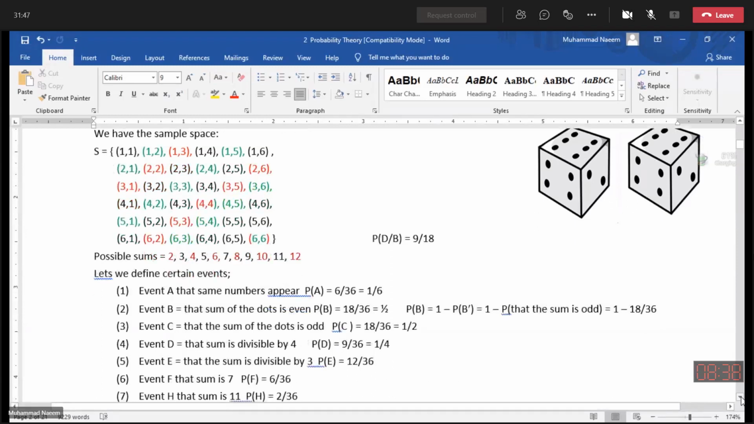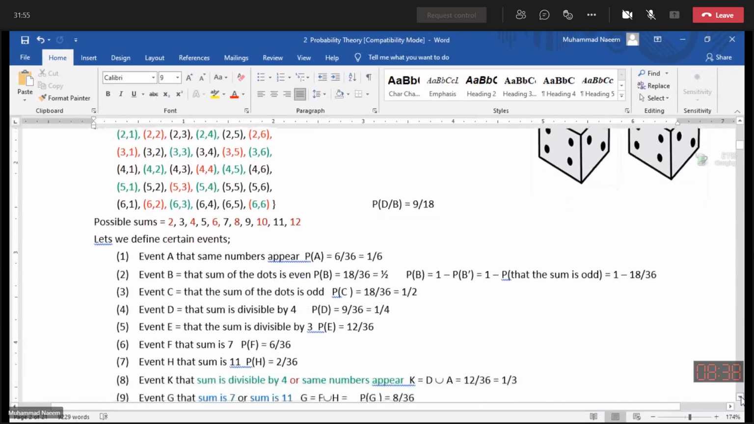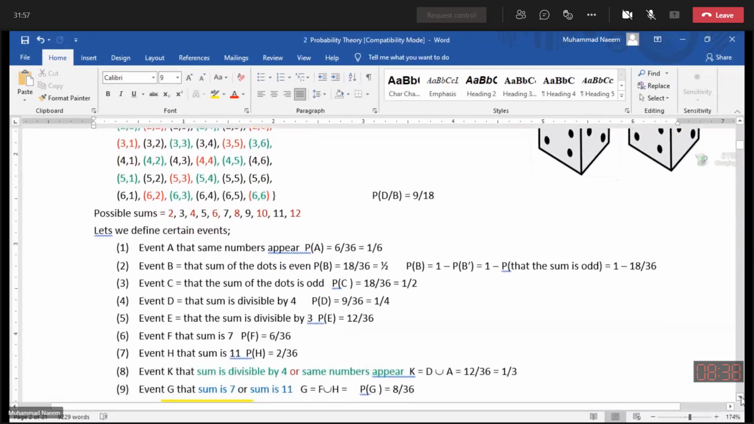Sometimes we consider the ordered pairs whose sum is 7 and also the ordered pairs whose sum is 11. Easily we can find their probability. Their favorable ordered pairs are 6 out of 36, and ordered pairs giving a sum 11, they are only 2: 5, 6 and 6, 5. So 2 out of 36 is the probability for H.